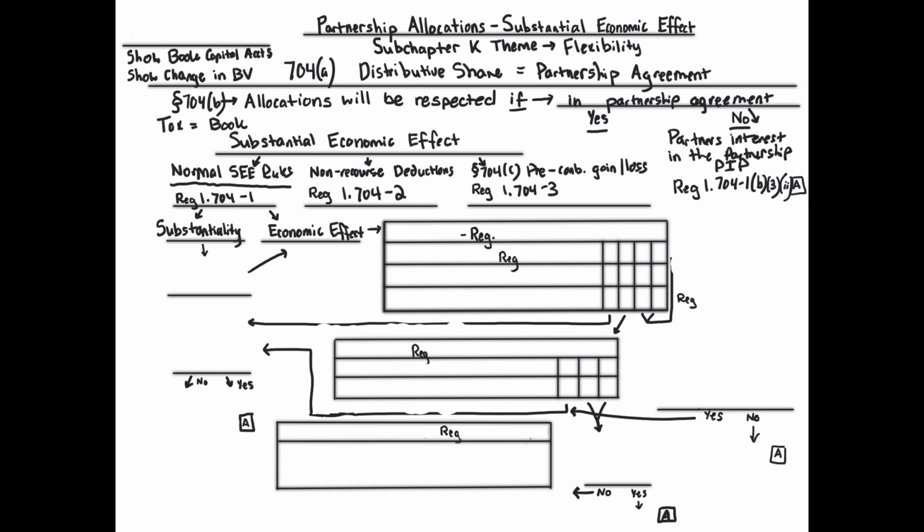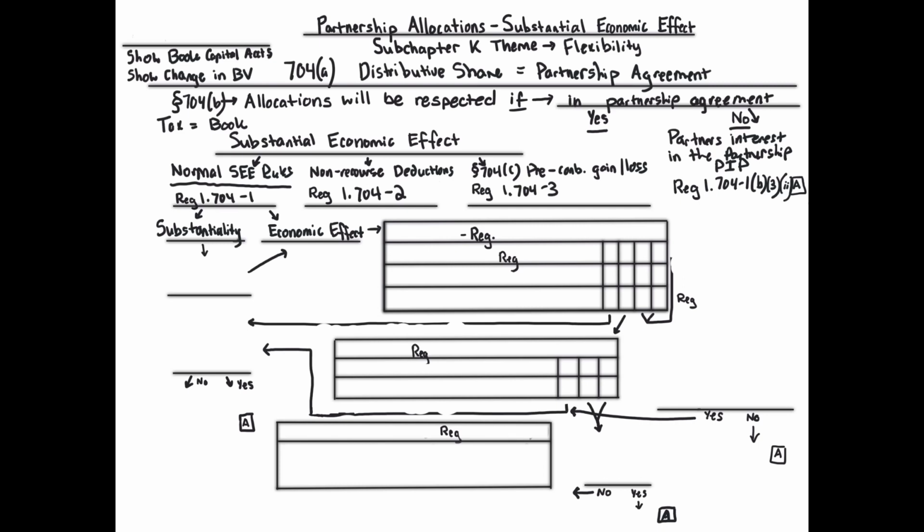Under substantiality, you'll see that this is a path, like a flow chart or pieces of a puzzle. So again, we're starting with Reg 1.704-1. We've got our partnership agreement, right? Now the question is, do we have substantial economic effect? For the rest of this presentation, we're applying it to a normal allocation issue. It's not a non-recourse deduction or pre-contribution loss. Those two topics are for other videos.